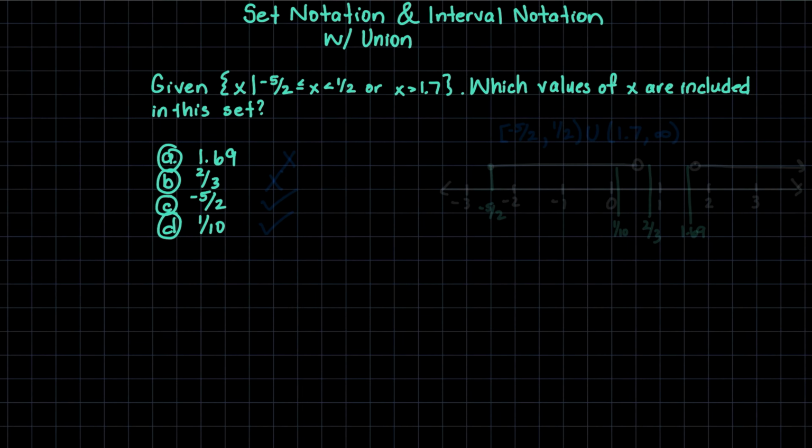We've reached our last example. Given x such that x is between -5/2 and 1/2 with -5/2 included, or x is strictly greater than 1.7, which values of x are included in this set? So this translates to -5/2, comma, 1/2 not included, union 1.7 to infinity, 1.7 not included.